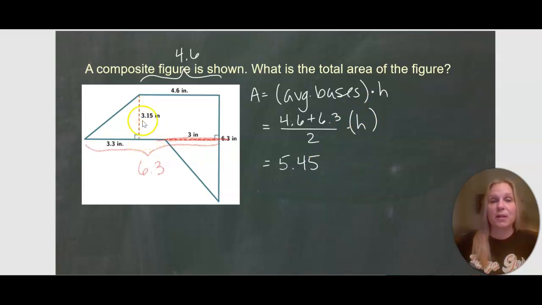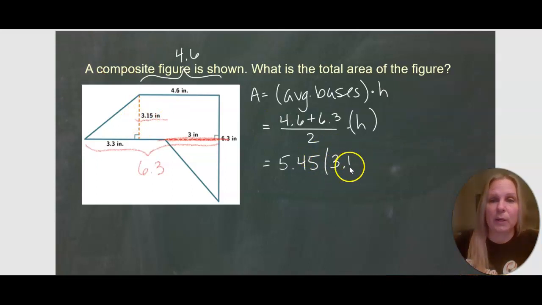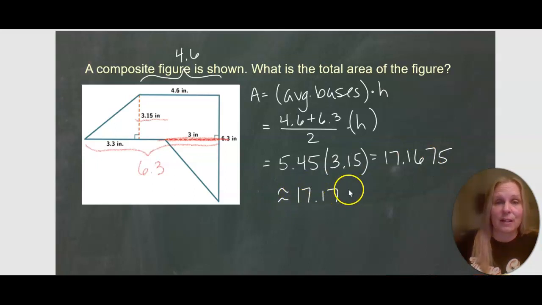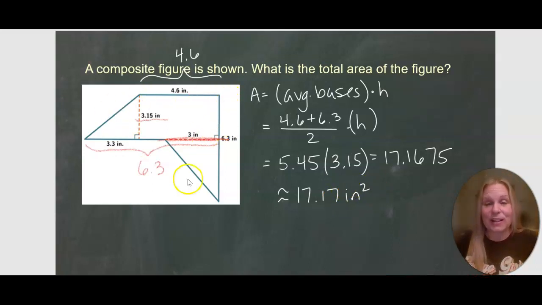And the height of my trapezoid, remember that's perpendicular to the bases, right, is this number right here. So I'm going to do that times 3.15, and let's see what I get, times 5. That gives me 17.1675. If I round that, it would be 17.17, and this is square inches. Now that's only my trapezoid, so now let's do the triangle.